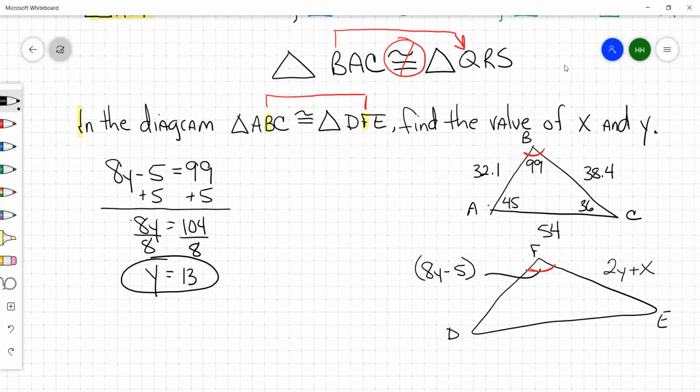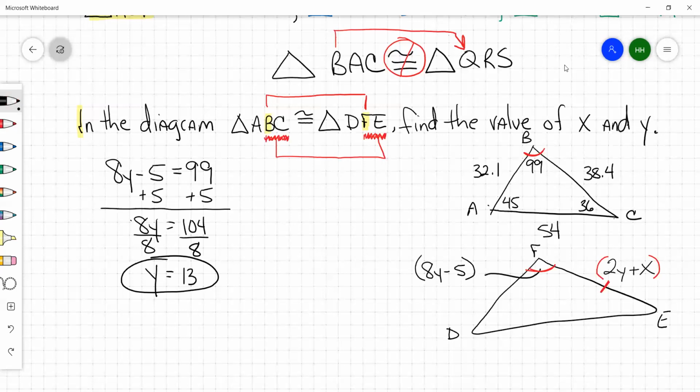So now, this expression over here, 2y plus x, we got to solve for this x. The expression 2y plus x corresponds to side FE. Side FE is the second and third letter in the description. So side FE corresponds to which side of the first triangle? BC, because B and C are the second and third letters of the first description.